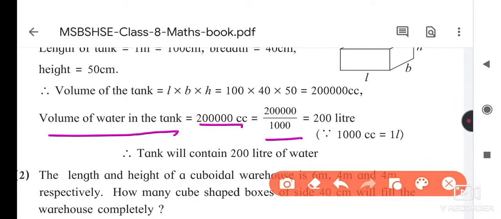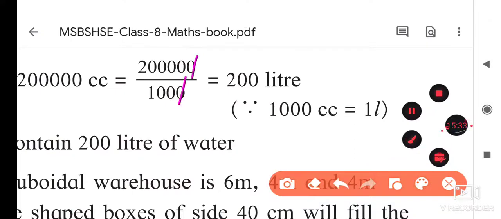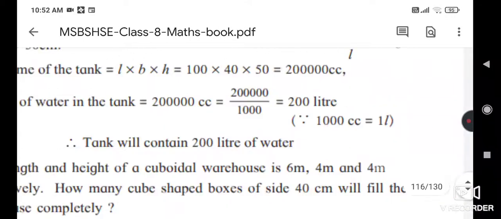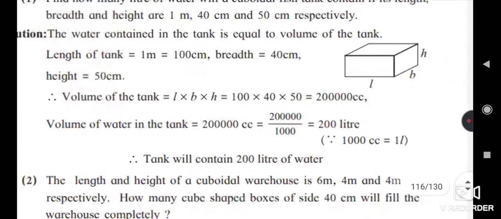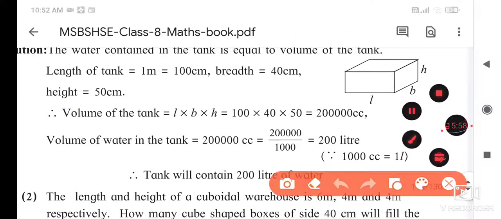So 2 lakh upon 1000 is how much? Zeros cancel with zeros, this 0 cancels with this 0, and this 0 cancels with 0. So 200 liter remains. Here, what is this sign? This is the sign of therefore, since 1000 cubic centimeter is equal to 1 liter, therefore the tank will contain 200 liter of water.